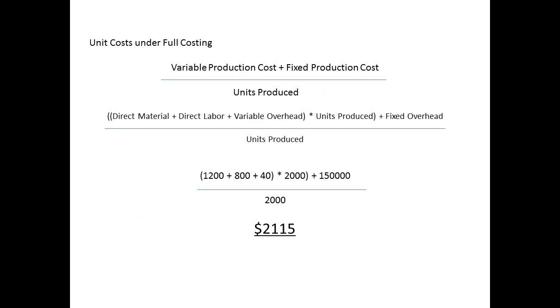When production exceeds sales, first, we determine the unit cost under full costing. Remember that this time we have 2,000 units produced. The cost per unit falls now to $2,115 per unit produced. Remember, the fixed costs are now being shared among a greater number of units, which is why the unit cost is falling slightly.